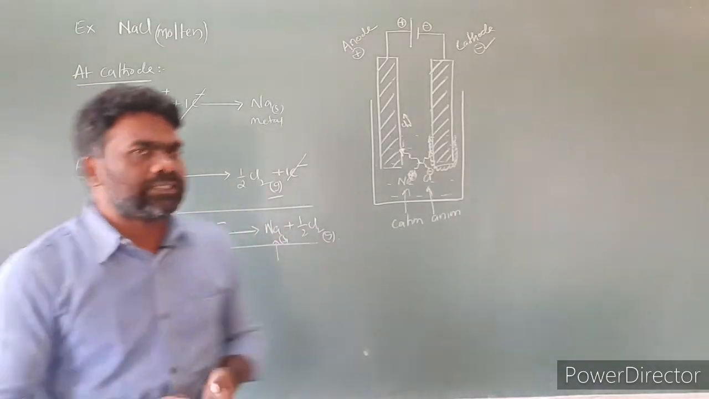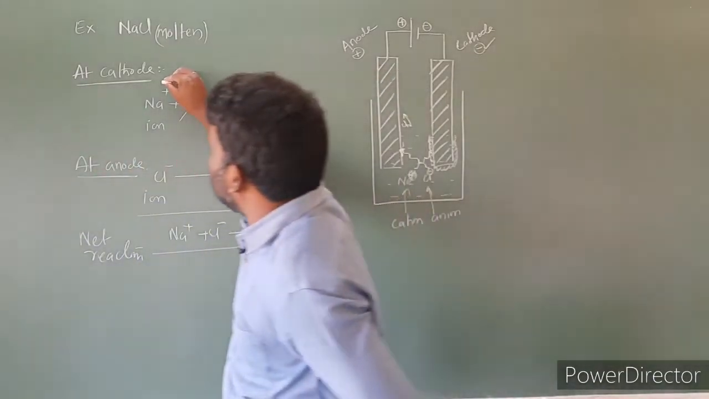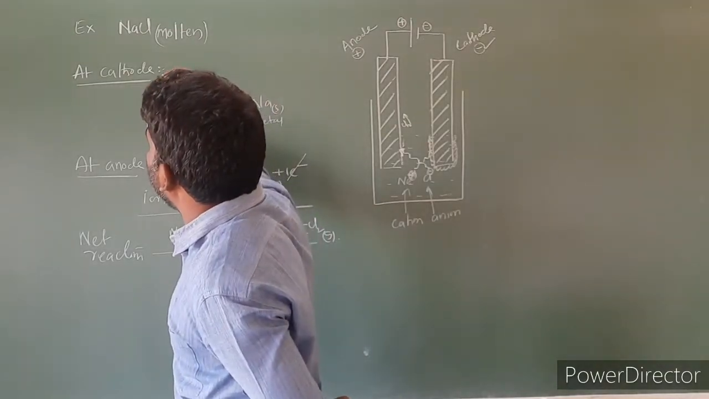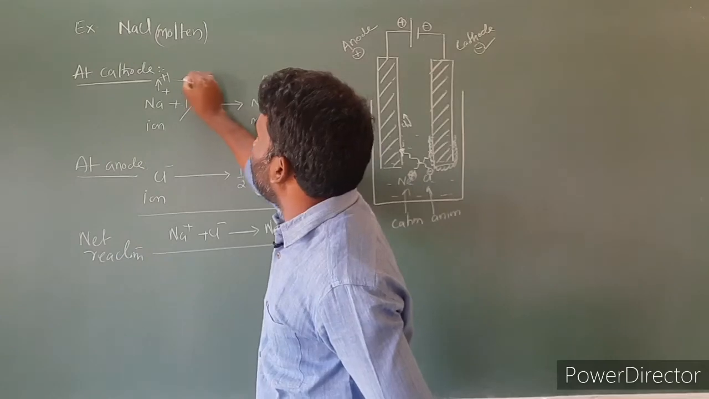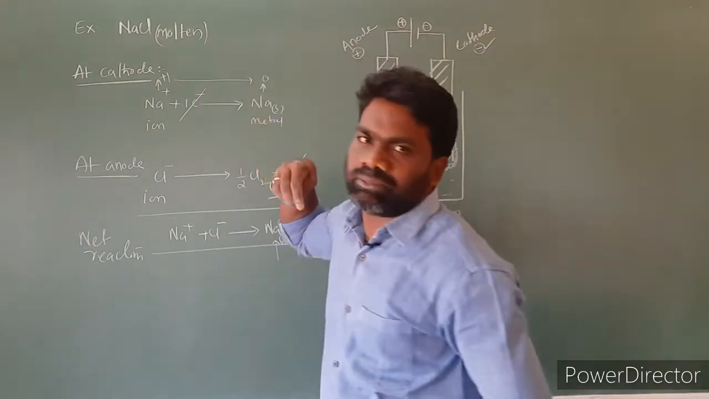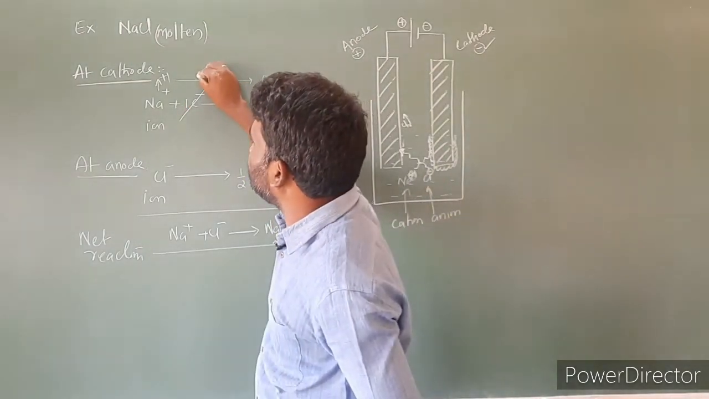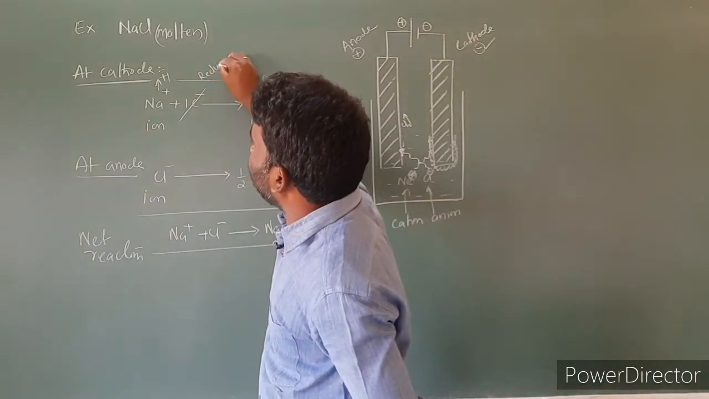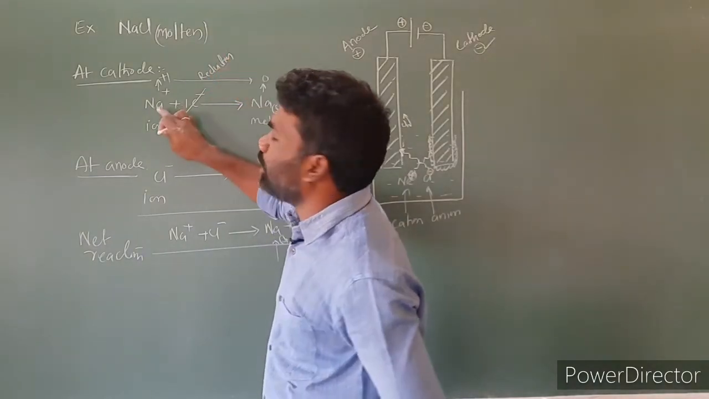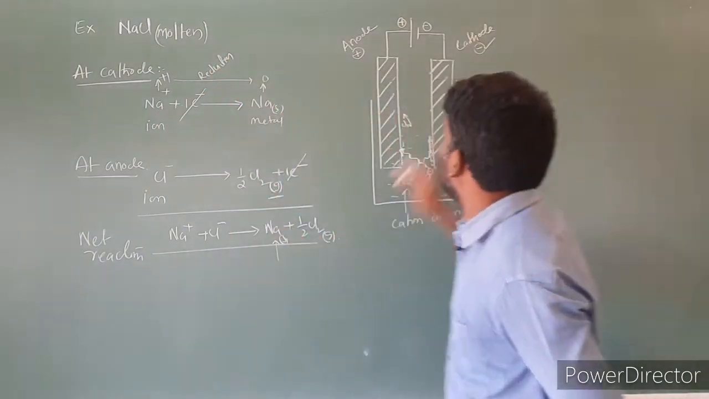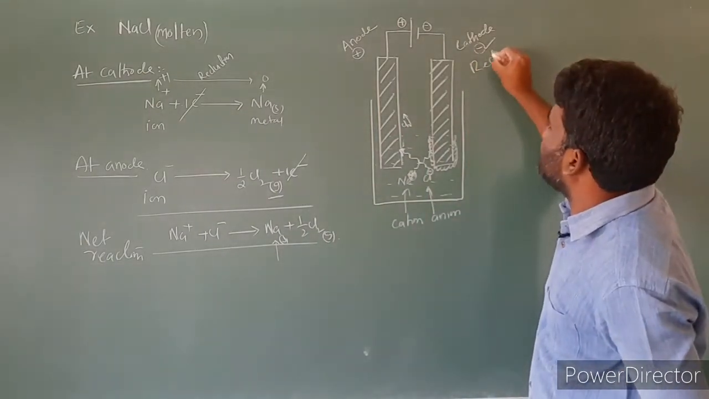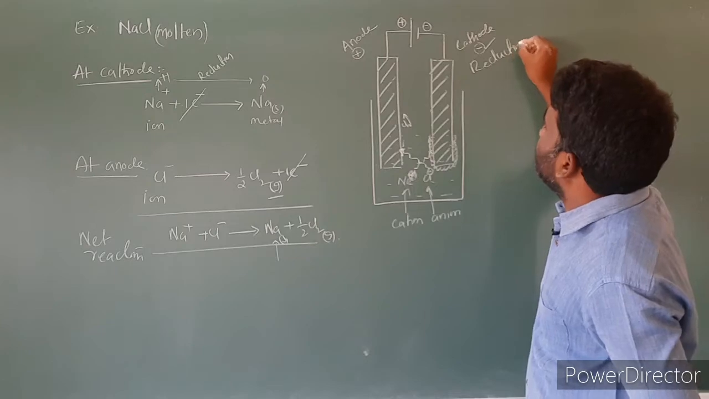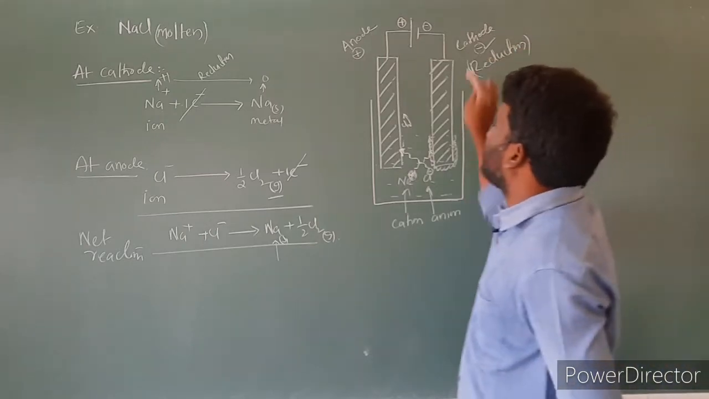Now another important thing is the process taking place. For Na+, the oxidation number is plus 1. Here Na in the elemental state is 0. Plus 1 converting into 0, the oxidation number is decreased. A decrease in oxidation number is called reduction. So sodium undergoes reduction. Reduction takes place at which electrode? At the cathode. Reduction takes place at the cathode.